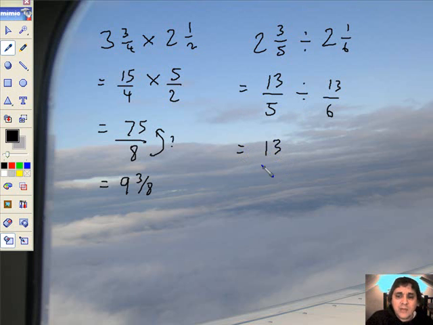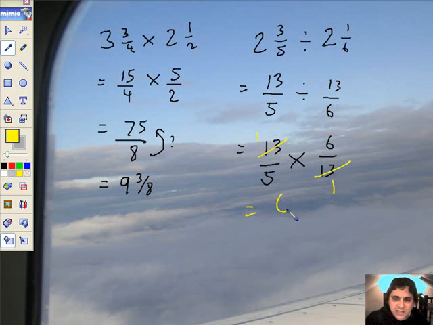So now, as you know, when you divide fractions you flip over the second one and you get multiplying. And look at this one. 13 and 13 can cancel out. 13 goes into himself once. 13 goes into himself once.